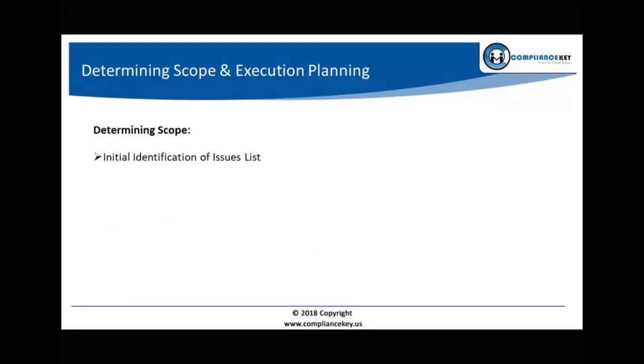The other area is making sure that you generate some type of initial identification of issues list. That's what I tend to like to think of it as. Really, what this should be is identifying what you think are the potential issues out there that you need to focus on with the risk assessment. If you've been in the organization for any period of time, you might have a bit of a radar about some of the things that have been voiced to you in the past.